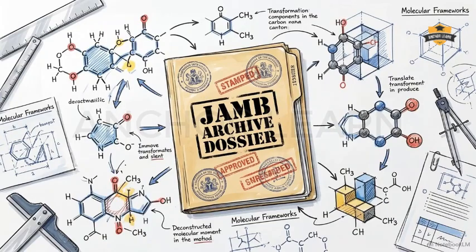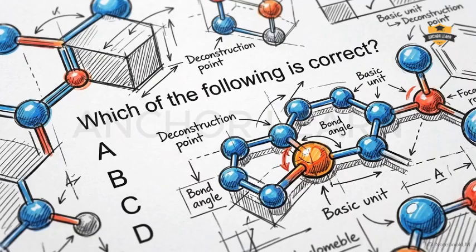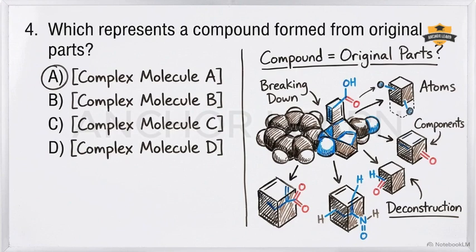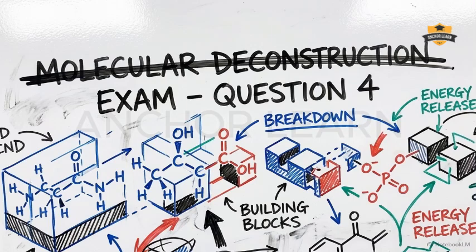Let's run a final inspection using a question from the 2014 UTME. We will apply our construction logic to see which option holds up. Option A claims the properties of a compound are those of its individual constituents. We know a cemented wall doesn't behave like loose dust, meaning option A fails the inspection.